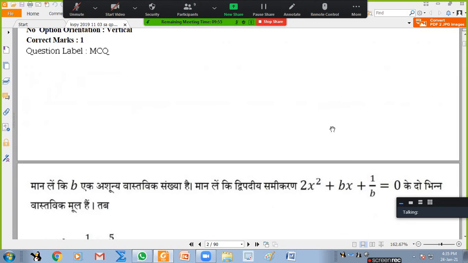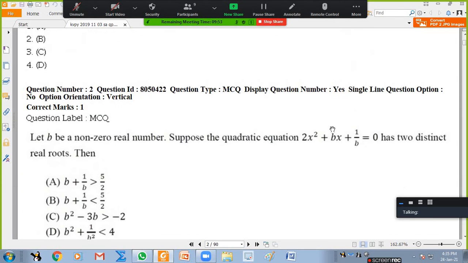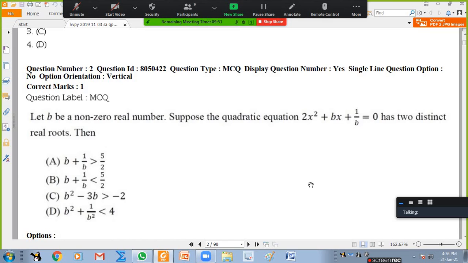Okay, we have 2 more questions to go. So third question solution is there on the screen. You can look at it. If somebody has doubt, you can ask. Otherwise, we'll do it for a second.